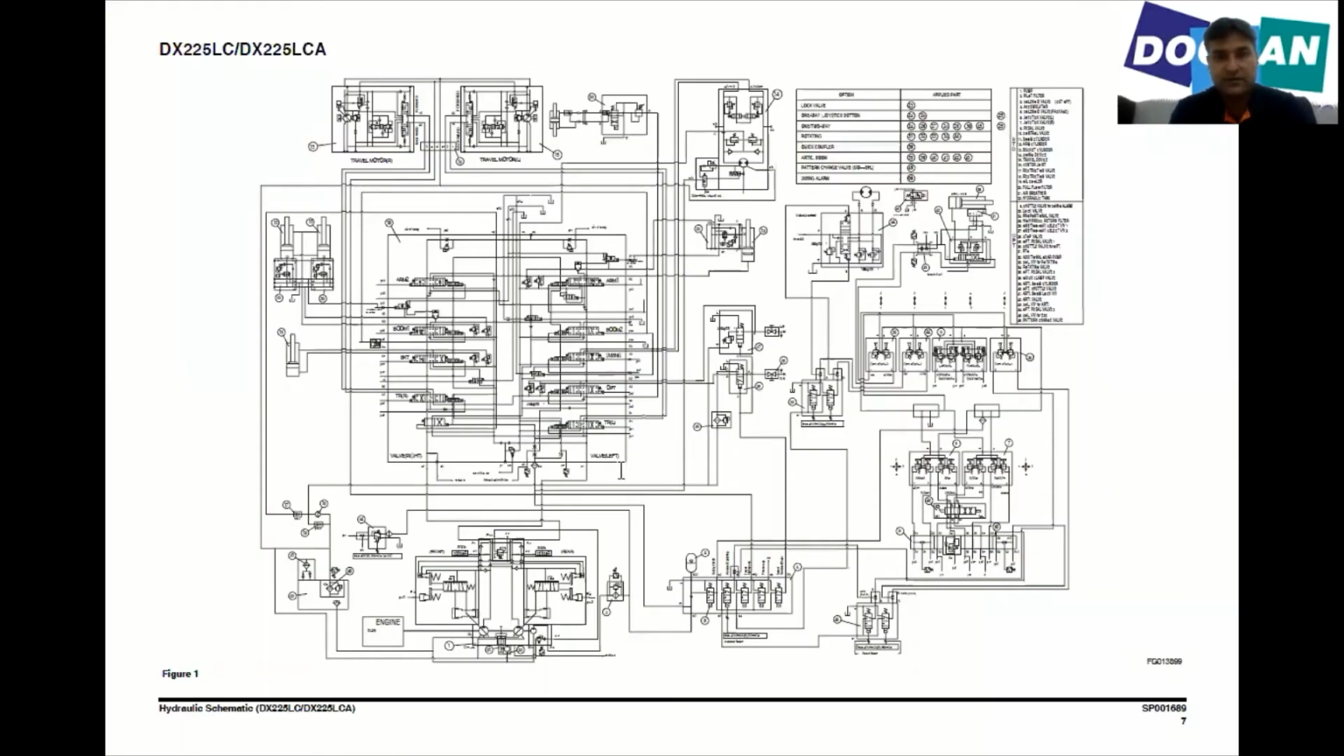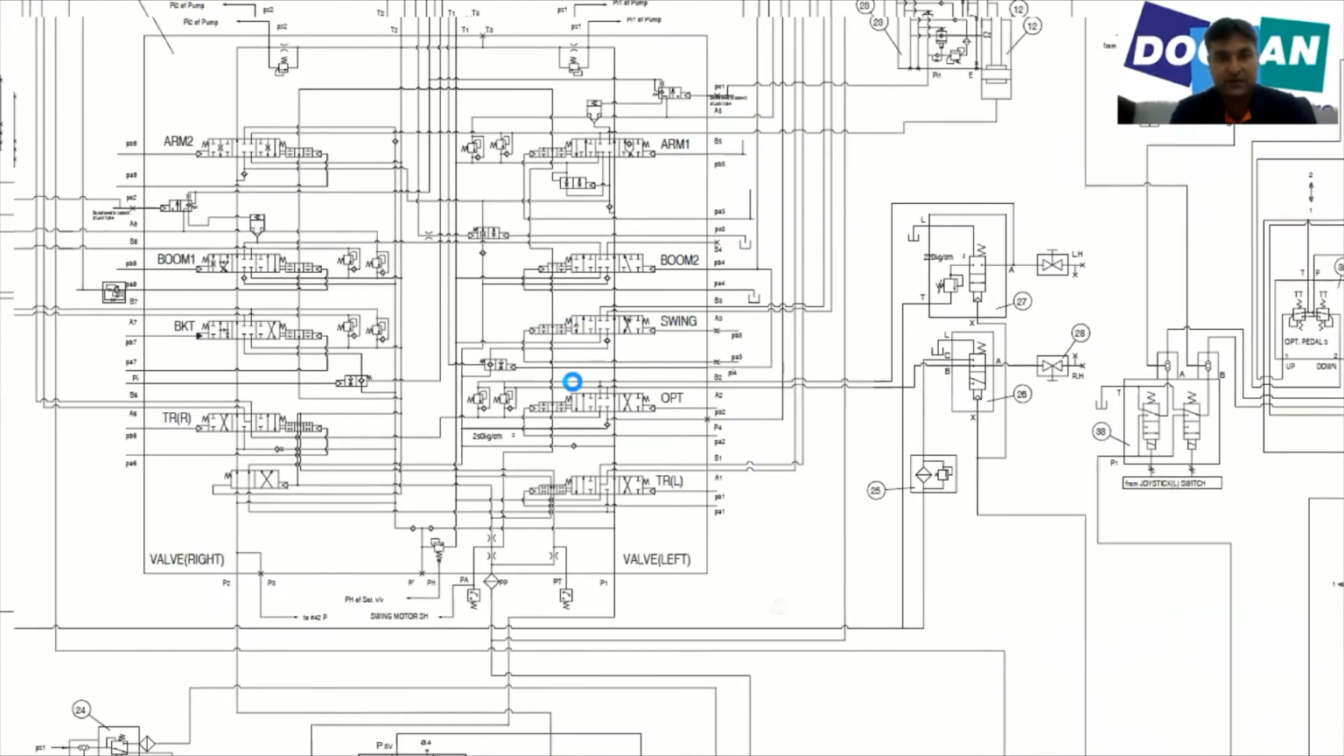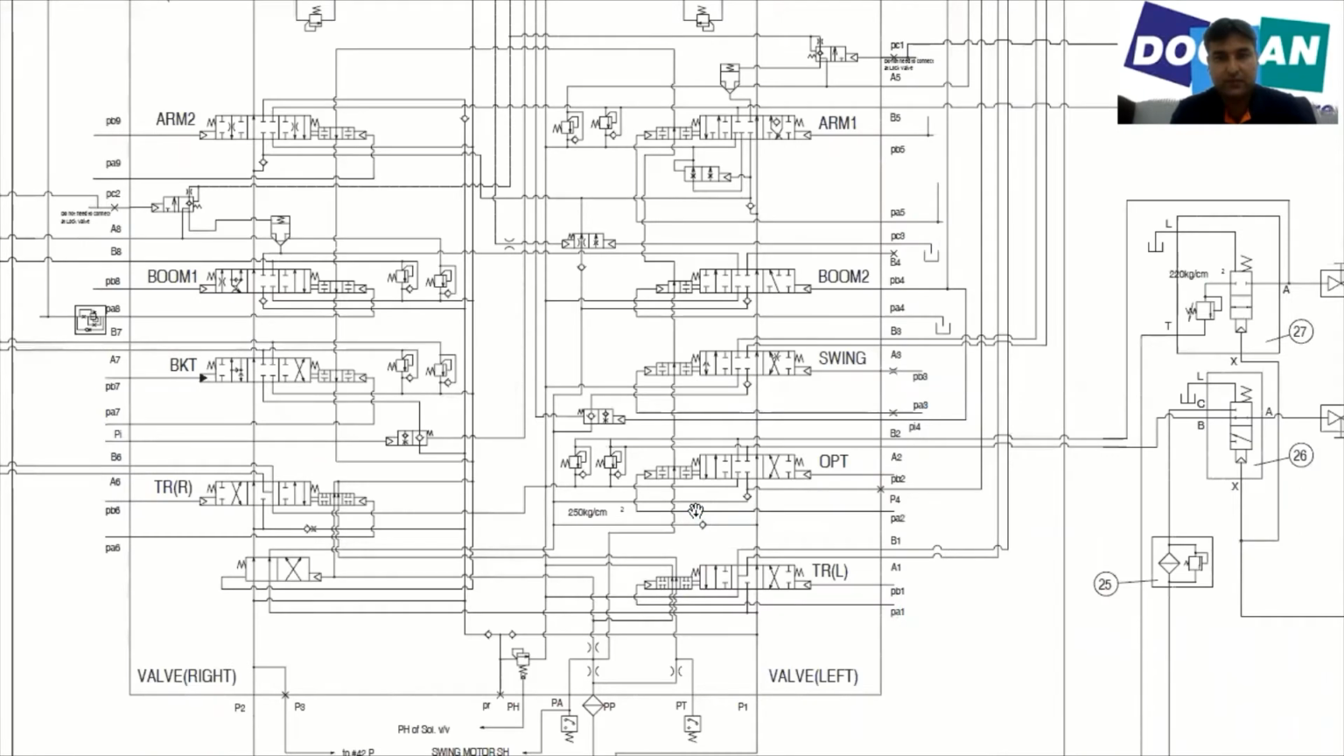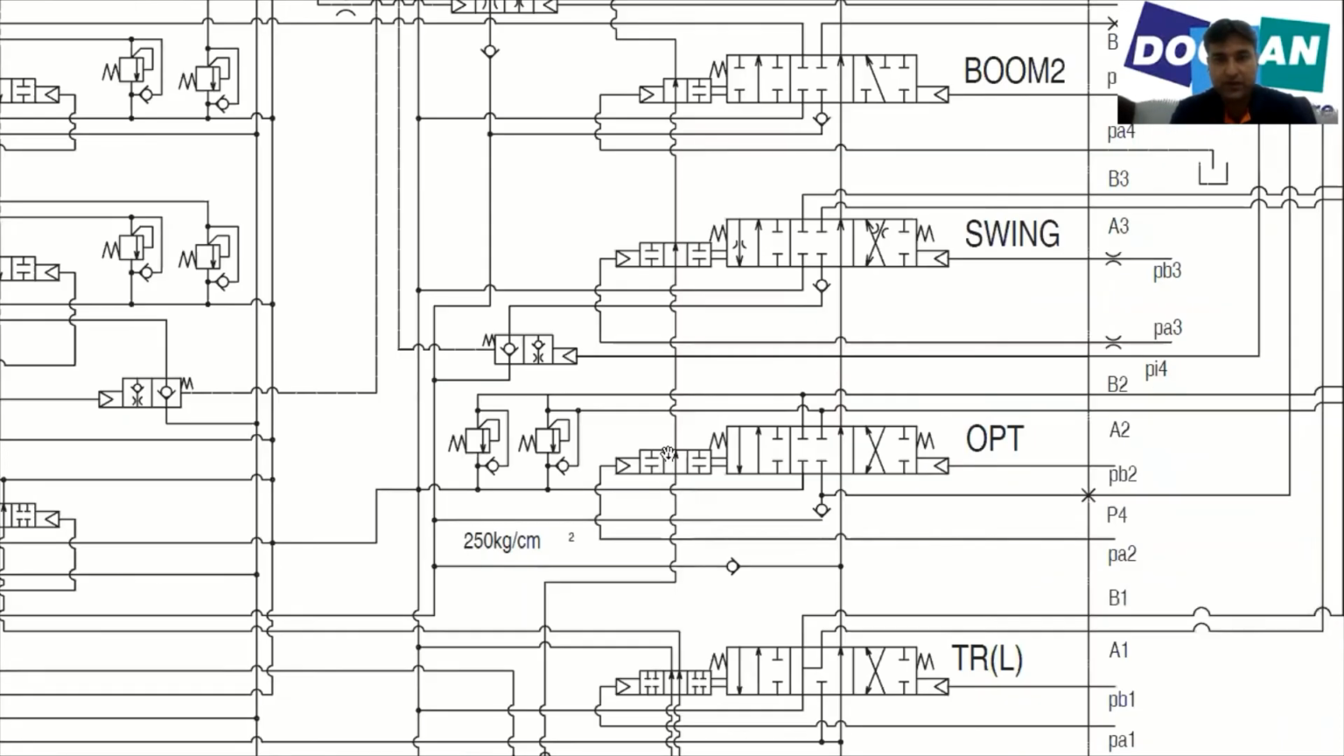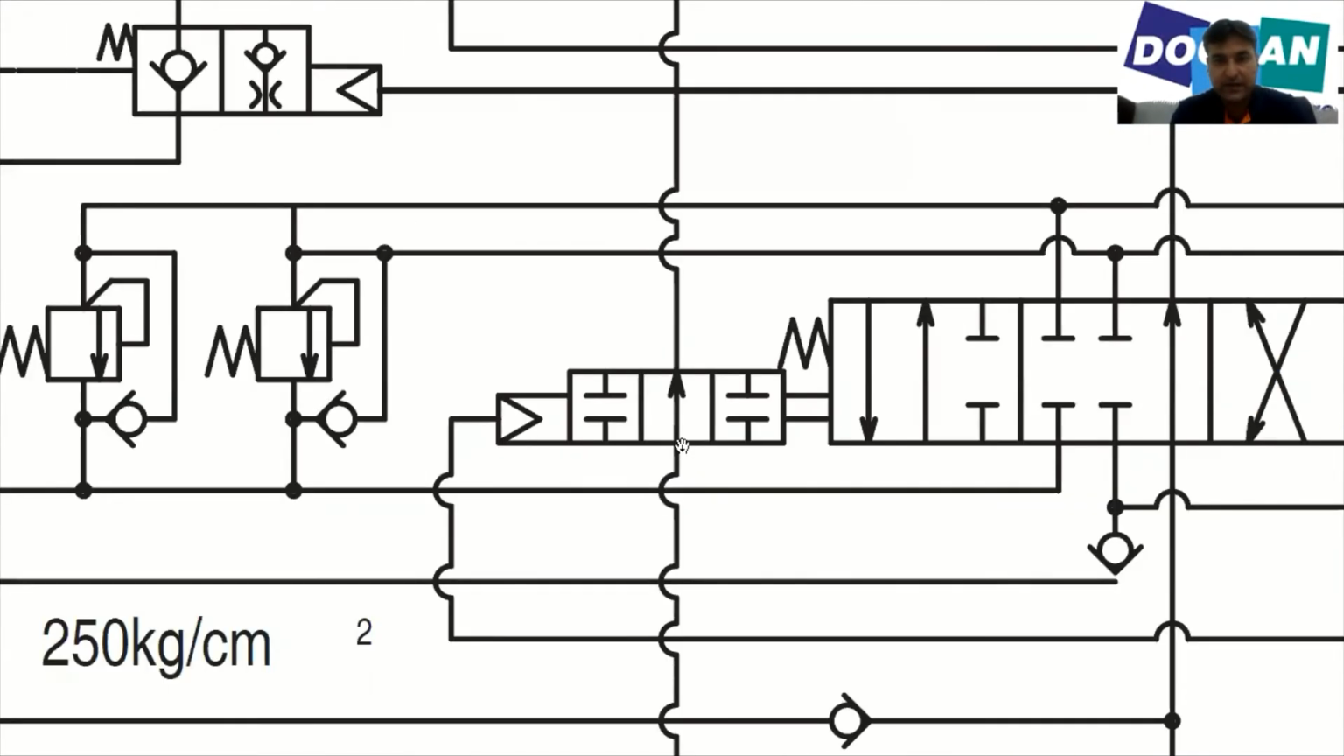Here you can see this is the hydraulic schematic of the X225. This is the MCV. The MCV has many spools for different functions. Here I want to show you one thing. If you check any spool, with every spool there is an extra small spool connected with the main spool. Now this small spool is specially for the auto idle system.